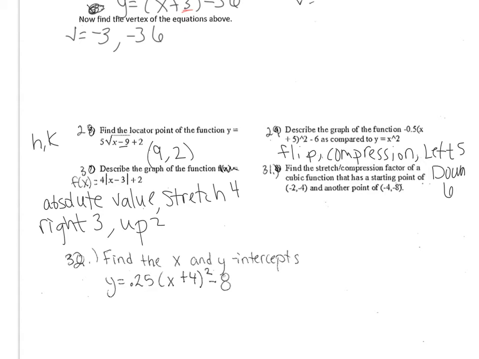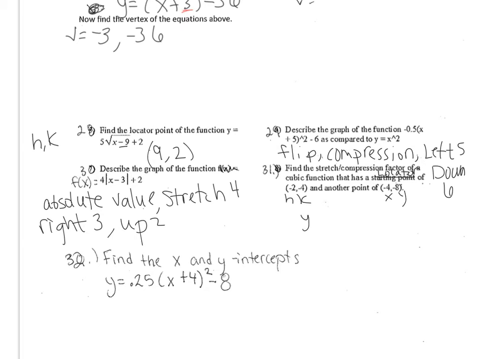This one says find the stretch compression factor of a cubic function that has a starting point of -2, -4. So that's my h and my k. And another point of -4, -8. So that shouldn't say a starting point there. It should actually say that it has a locator point. Sorry. And this is my x and y.